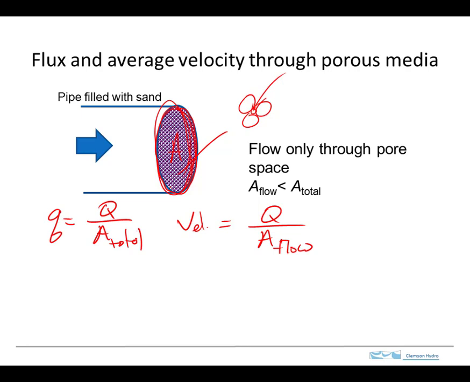So if there's no sand there and this is just a completely filled pipe, then the area that allows flow is equal to the total area, and the flux and the velocity are equal. But in this case where we have porous media, the area that allows flow is less than the total area. So this is less than that. So the velocity is greater than the flux.